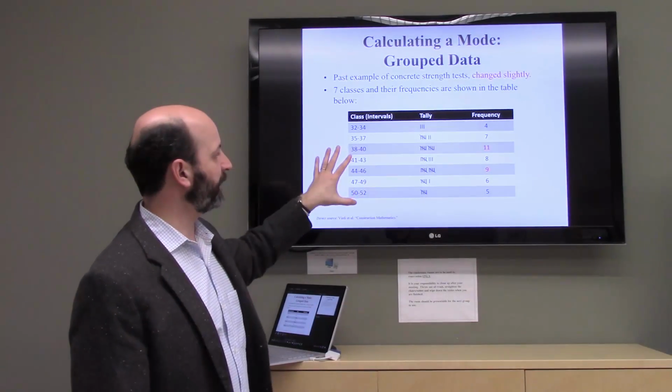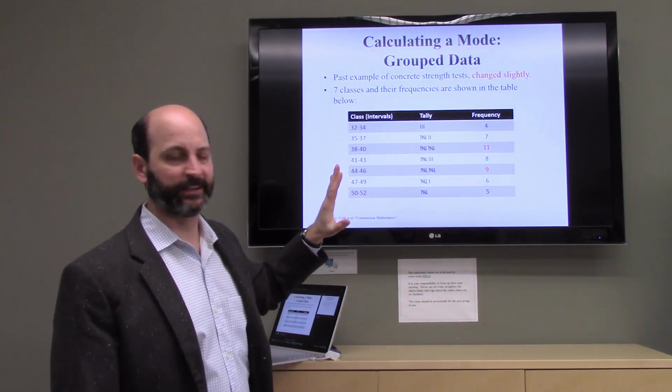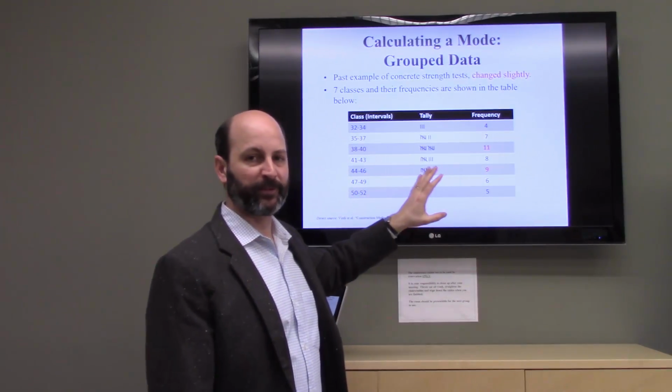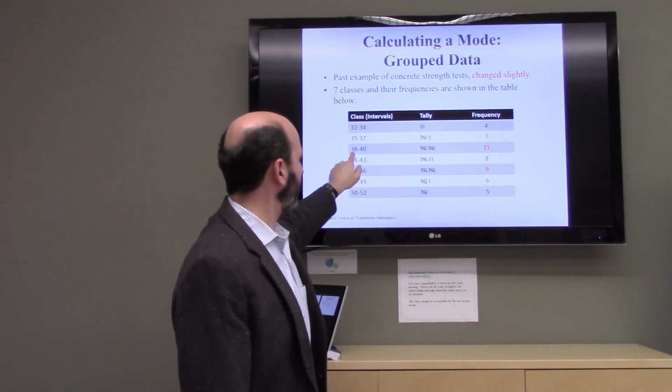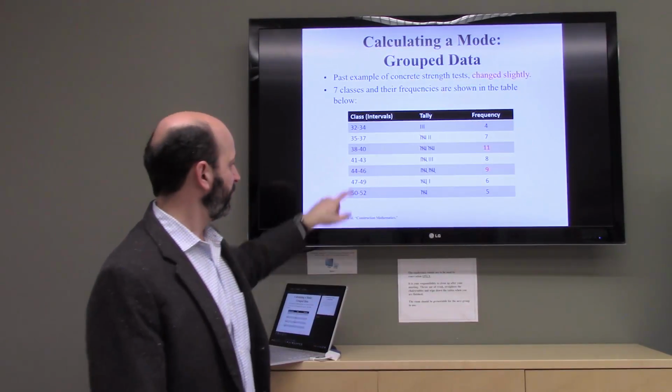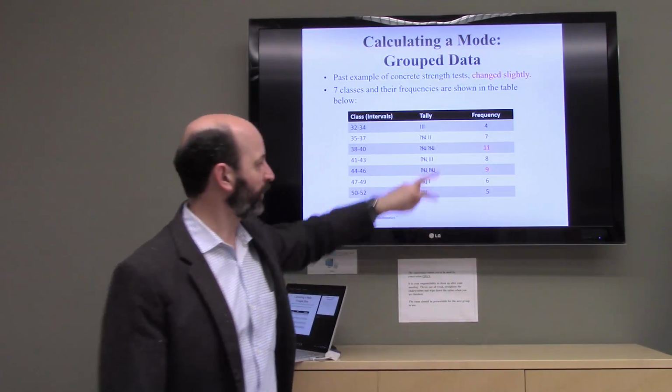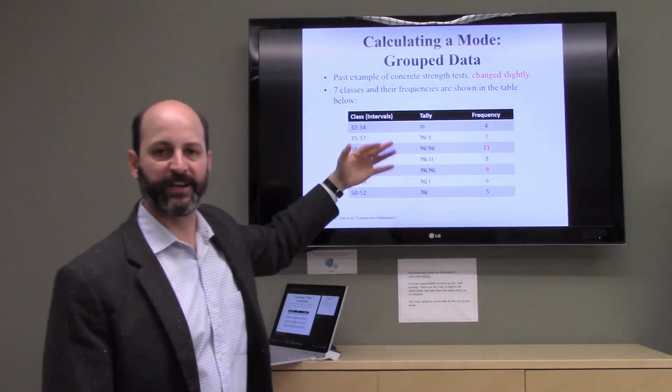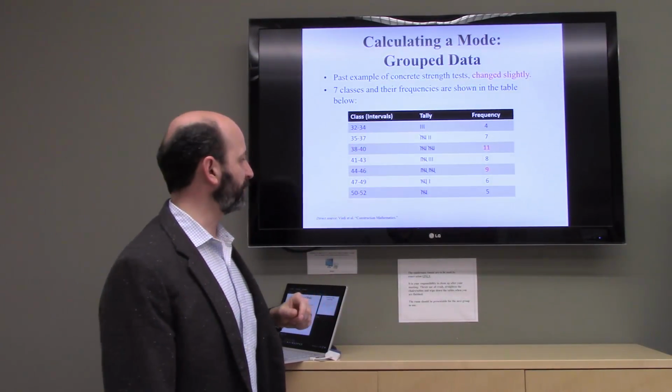If we're dealing with grouped data, again, I've changed the data slightly, and I'm using the same example that I used in the previous slide. Well, we're finding that this class now has 11 observations within it, and this class has 9. Before, if you remember, that was 10 and 10, but I've changed it for the purposes of this example.